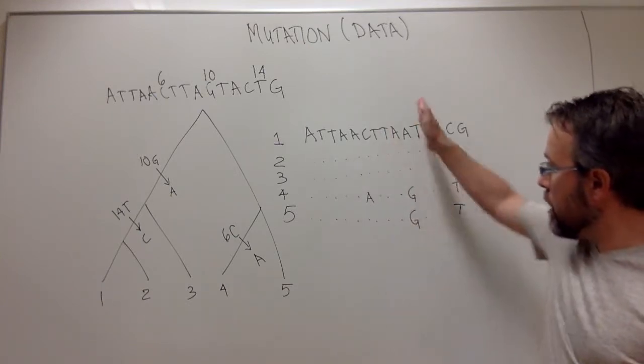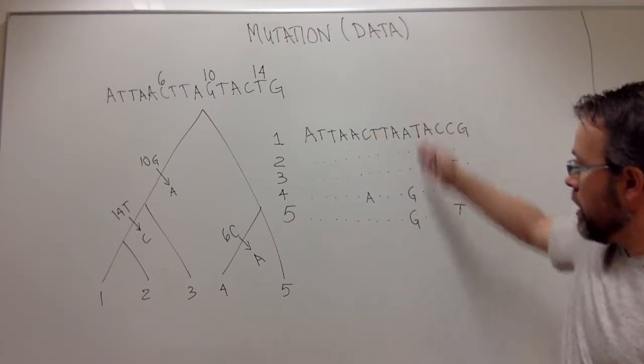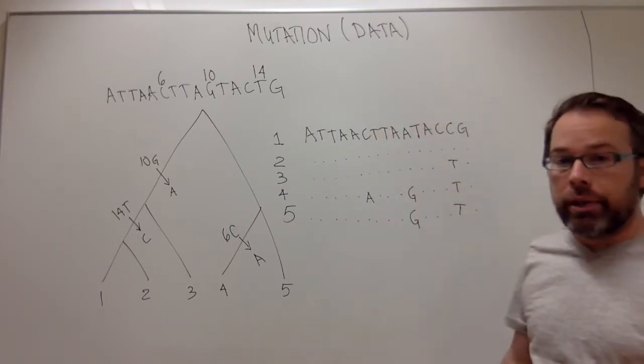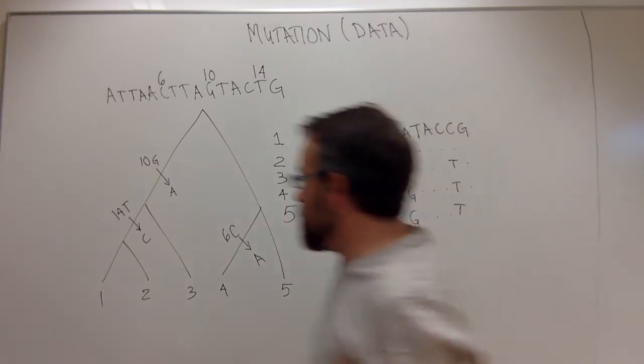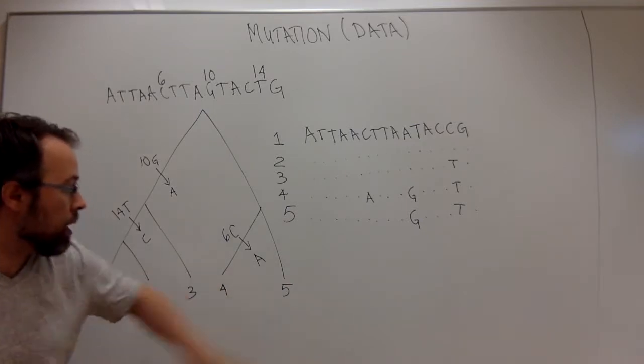So here we see there are 3 sites where we have diversity. At this site there's either a C or an A, at this site either an A or a G, or in this site either a C or a T. And so then over here what we have is a tree that could explain this data. Here we have sequences 1, 2, 3, 4, 5.